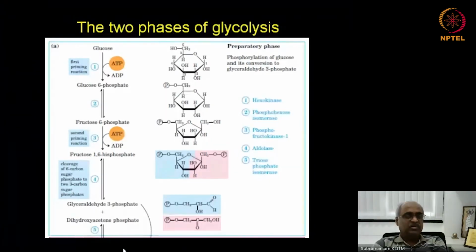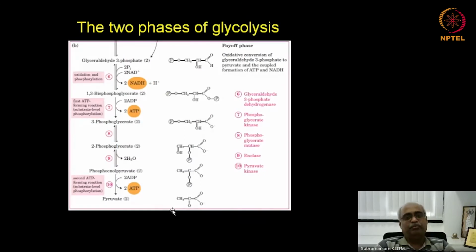And the anabolic direction, therefore, will have to have an alternative way of converting fructose 1,6-bisphosphate to fructose 6-phosphate, as well as glucose 6-phosphate to glucose. It is not going to be the same enzyme. Phosphofructokinase is not going to do this reverse reaction. Similarly, hexokinase is not going to do this reverse reaction. So this is how anabolism and catabolism are separately controlled, and therefore they don't run into a futile cycle. Remember, these concepts we learned at the beginning.